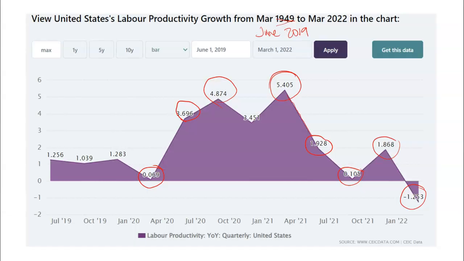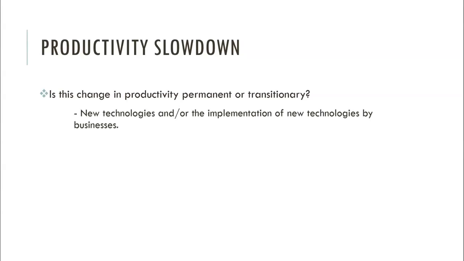Now, some of that might be because we're producing beyond that production possibility curve, which we can do temporarily, but not permanently without some sort of increase in that production possibility curve. So is the change in productivity permanent or transitionary? If you've got new technology or the implementation of some sort of new technology by businesses, it's much more likely to be more permanent. During the COVID pandemic, we had a lot more change in technology, working remotely, the implementation of Zoom. A lot of those online delivery programs got significantly better. This could permanently improve productivity.